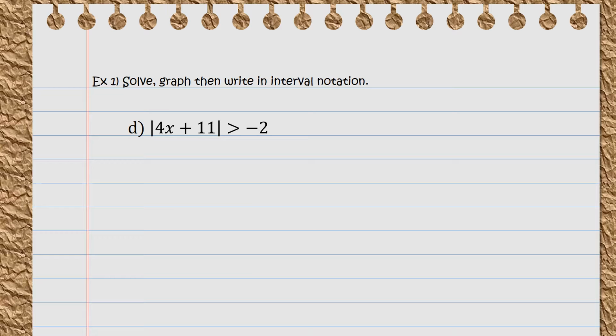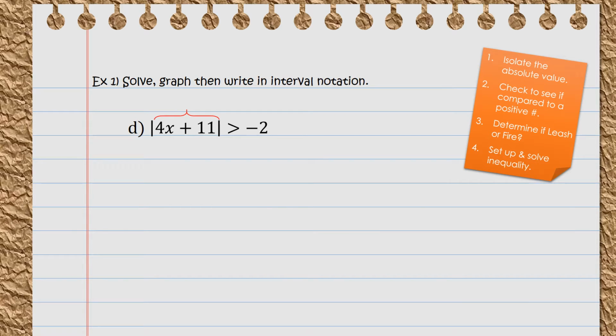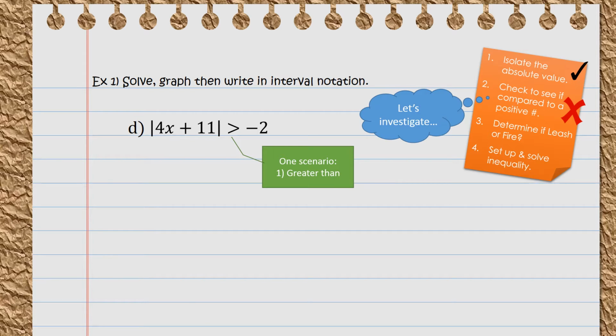Example D. Absolute value of 4x plus 11 greater than negative 2. Isolate the absolute value. Looks good. Compare the number. Is that positive? No, it's not. So again, let's investigate. That symbol says greater than, so let's check.